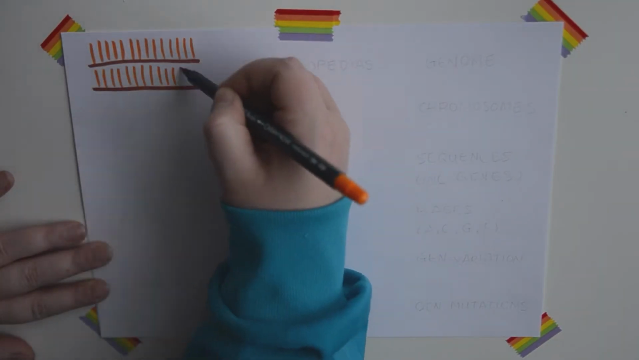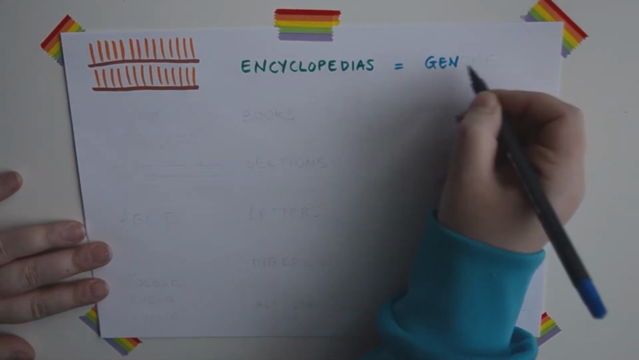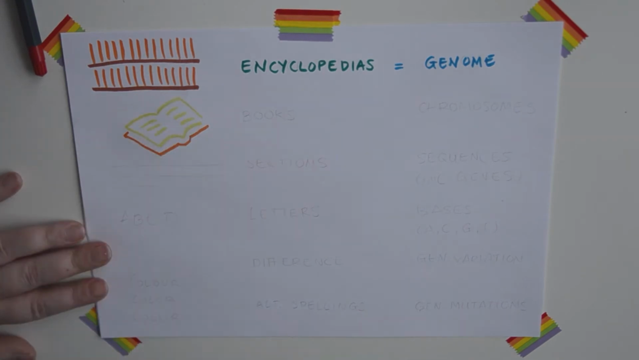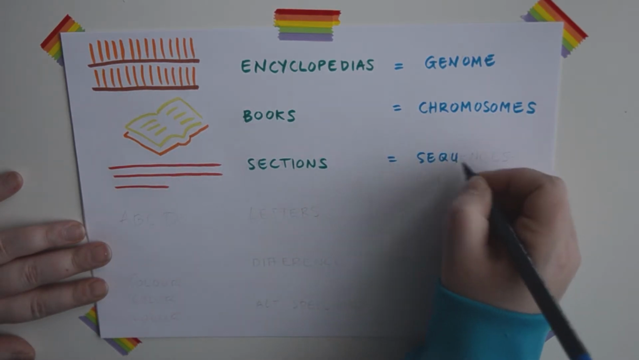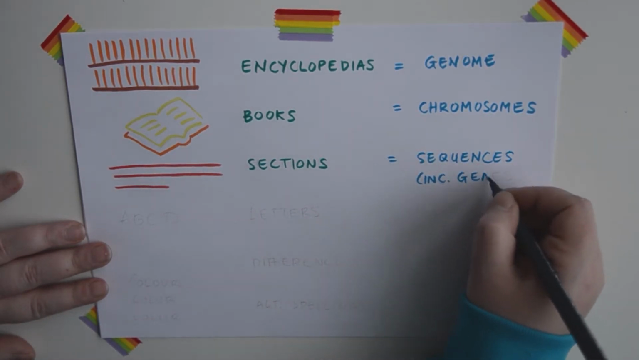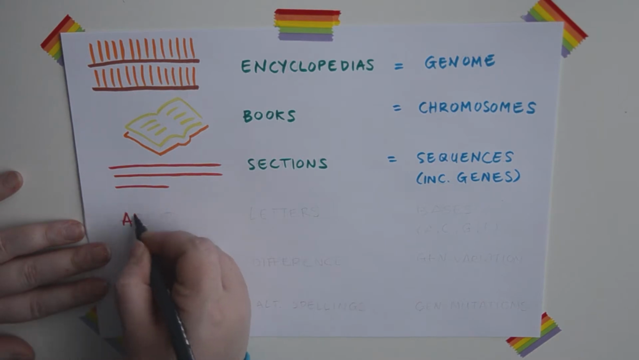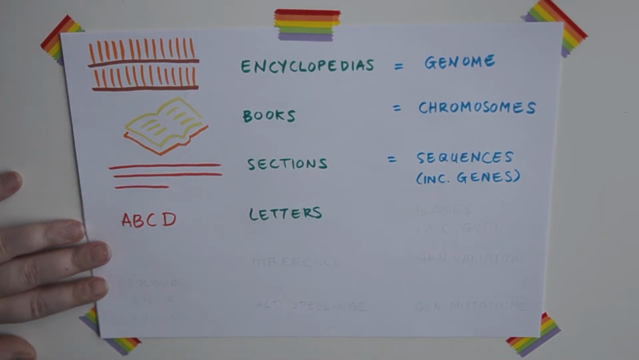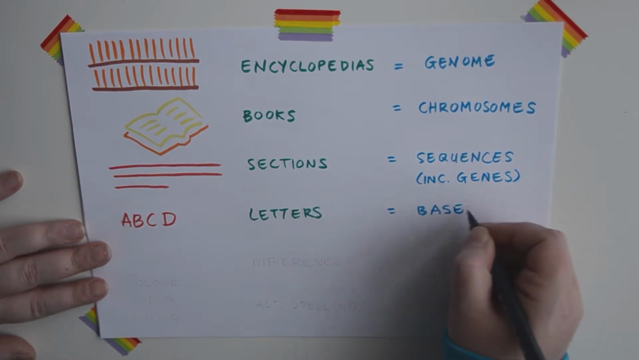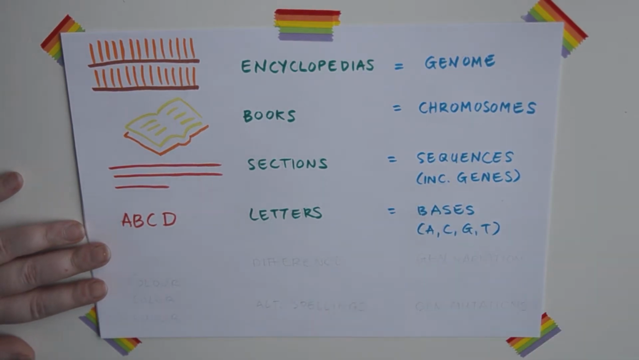Now pay attention because I'm going to tell you some important genetic terms. Your 2 copies of the encyclopedia together would be your genome. Each book would be a chromosome. Each section would be a genetic sequence. There are different kinds of genetic sequences, but today we will only talk about genes. And the letters are called bases. There are 4 bases in human DNA. They have longer names, but we can simply call them A, C, G, and T.